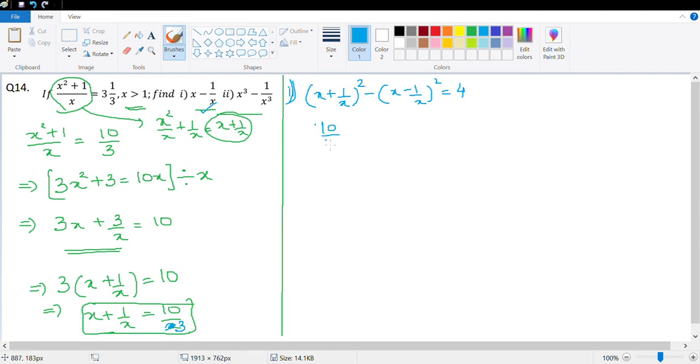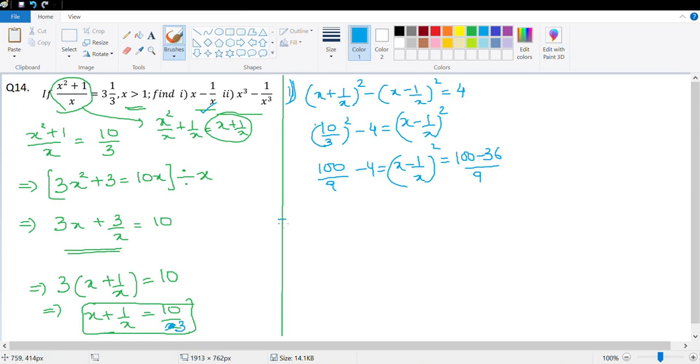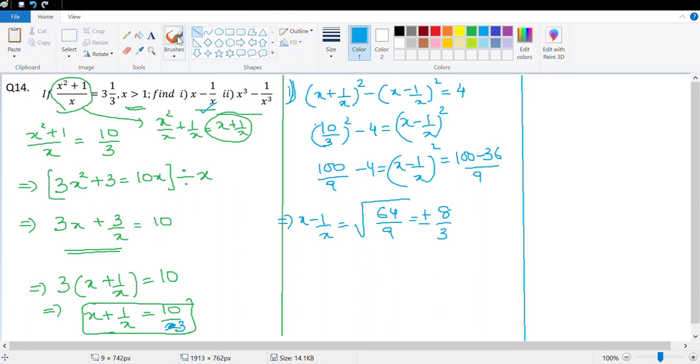So 10 upon 3 the whole square minus 4 would be equal to x minus 1 upon x the whole square. That's 100 upon 9 minus 4 is equal to x minus 1 upon x the whole square, which is equal to 100 minus 36 upon 9, which means x minus 1 upon x is equal to the square root of 100 minus 36, that's 64 upon 9, which means plus minus 8 upon 3. So that's the value of x minus 1 upon x.